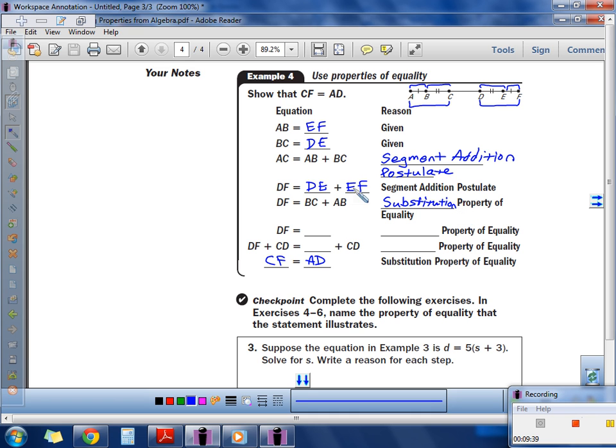Same thing for EF to AB. I can change them out. I can replace them with one another because they're equal to each other. Anytime I see an EF, I could plug in AB, and that's exactly what they've done.